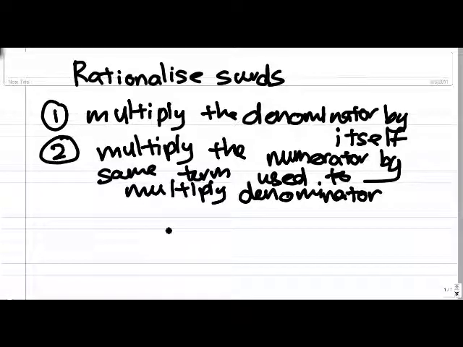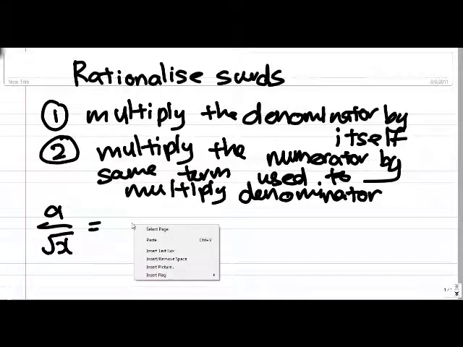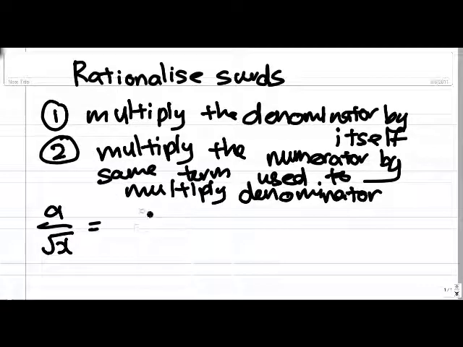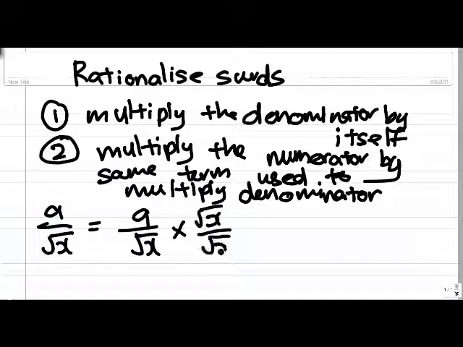So if you had a over square root x, you can write this as a over square root x. If you want to rationalize this, you can write a over square root x times square root x over square root x.